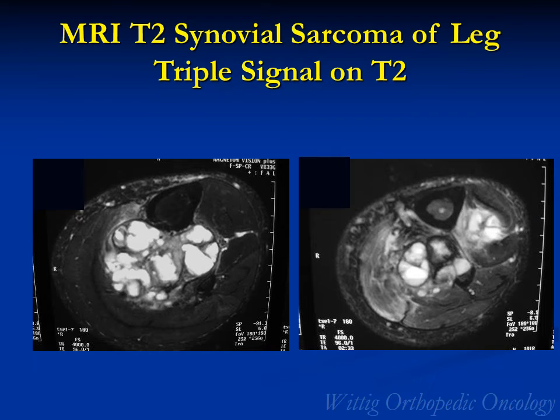This is that same tumor in an axial section on the MRI, axial section of the leg, and you can see a very lobular pattern of growth with internal septations, cystic change with fluid levels, necrosis, hemorrhage, and almost a cluster of grapes appearance.